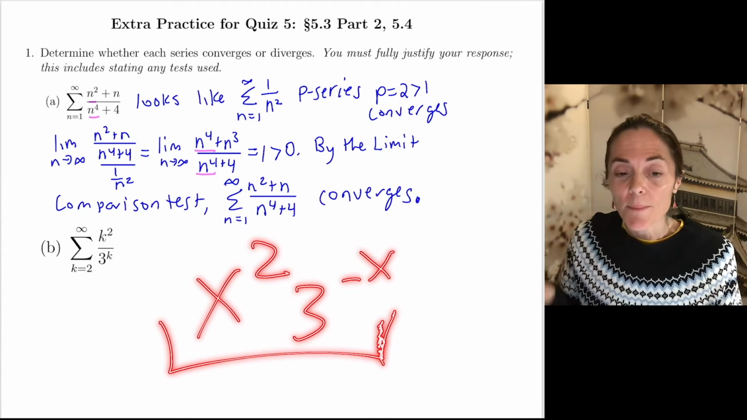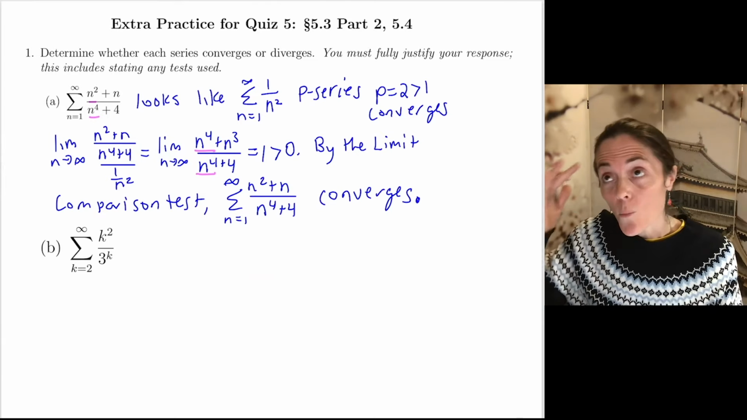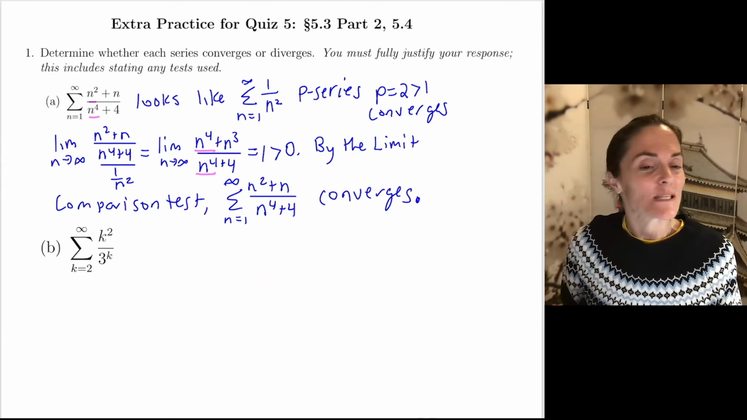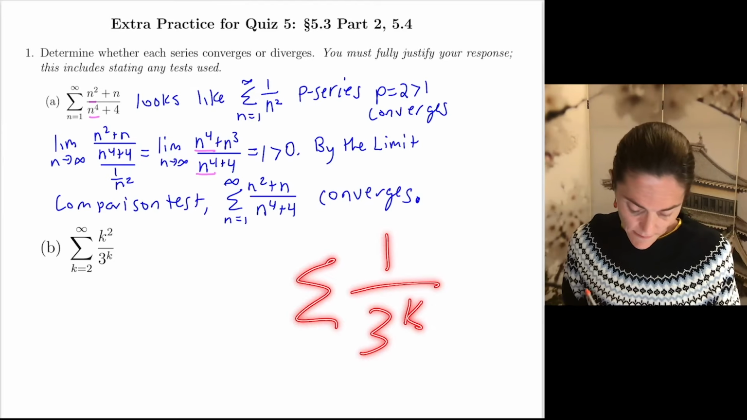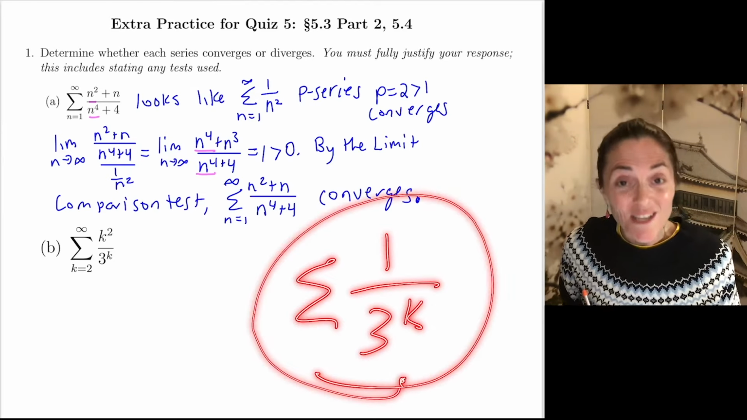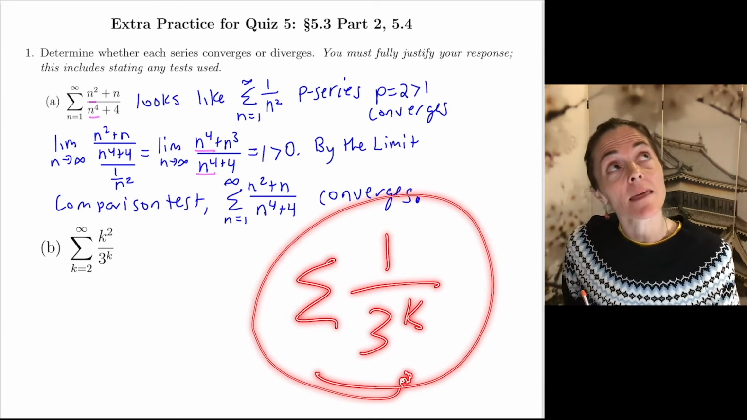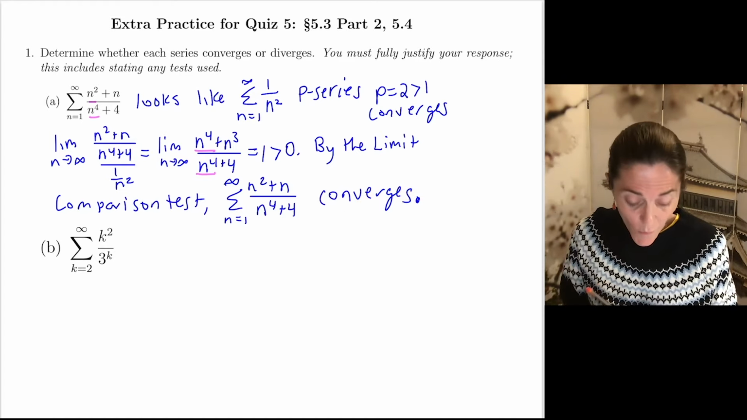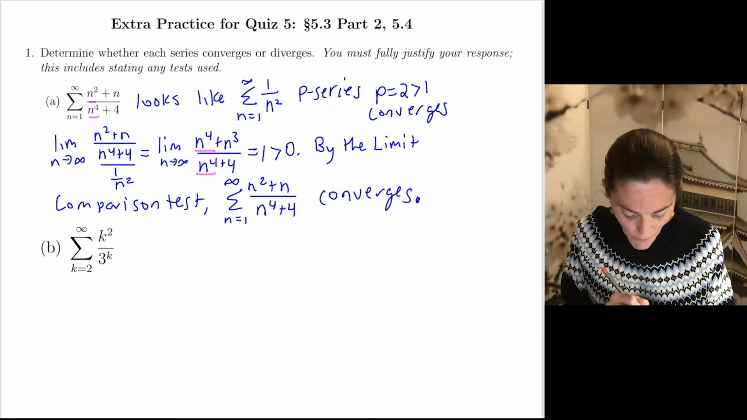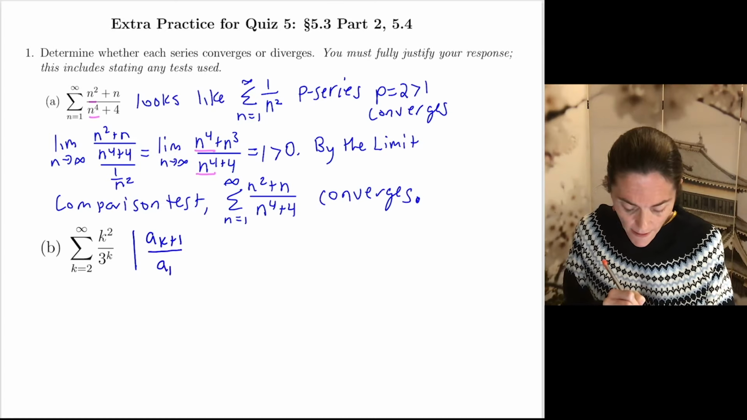So I personally am going to do the ratio test, and where I got that in my mind is because it goes back to me thinking it's kind of like this, right? The ratio test, if you recall, I think about it as being a generalization of geometric series. And for something like this, it will work wonderfully. So we take the absolute value of a_{k+1} over a_k.